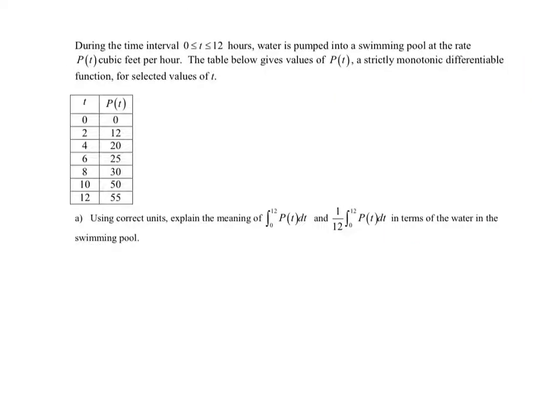All right, so again, a similar problem from yesterday, same table in fact, but we're going to change the question here. And this is such a big deal on our AP, being able to correctly justify what your integral is saying. So it says, using correct units, explain the meaning of the integral from 0 to 12 of p of t and 1/12 the integral from 0 to 12 of p of t in terms of the water in the swimming pool.